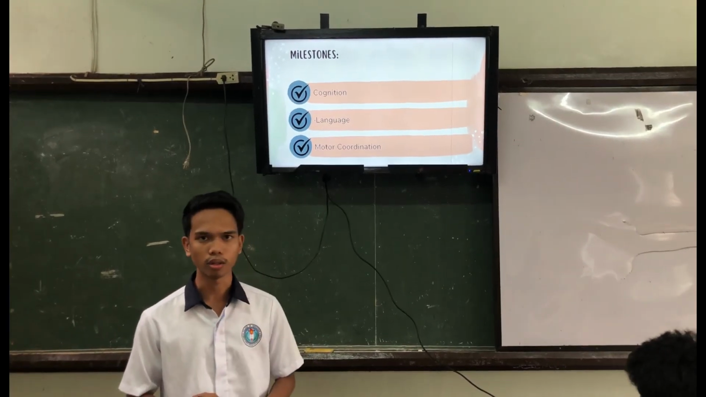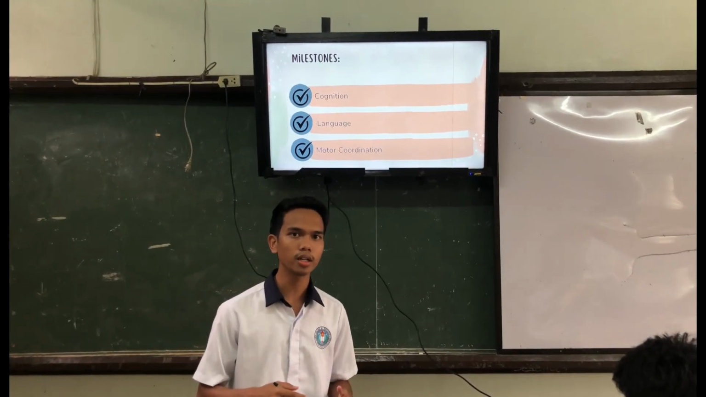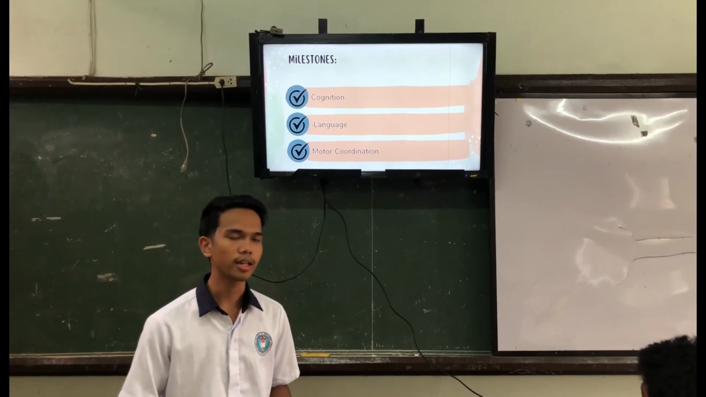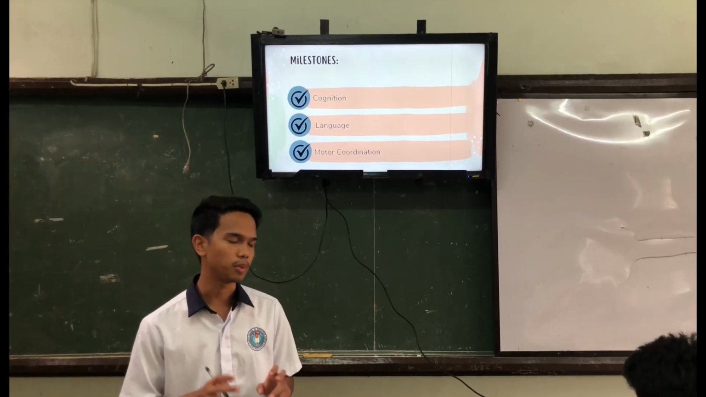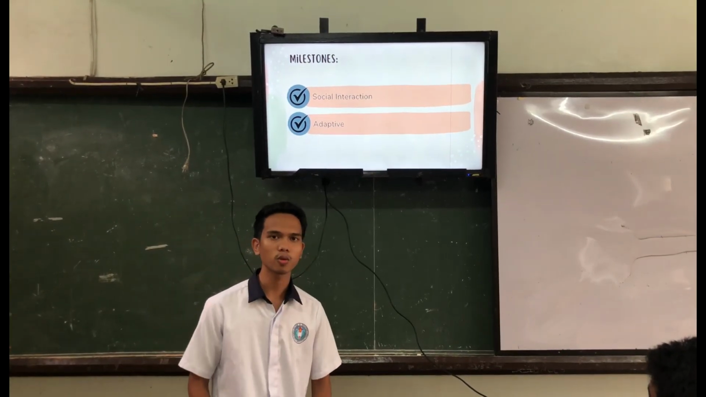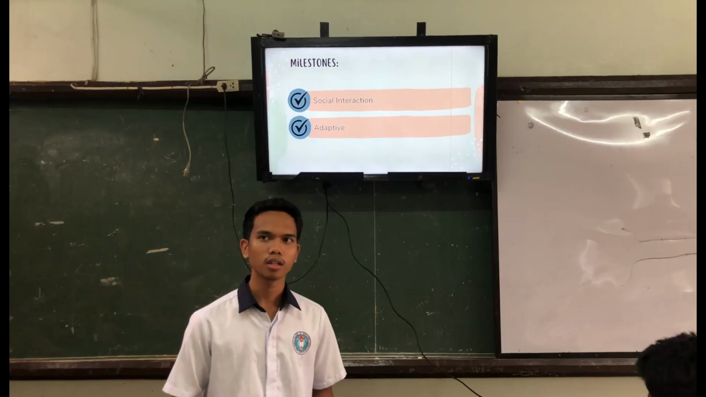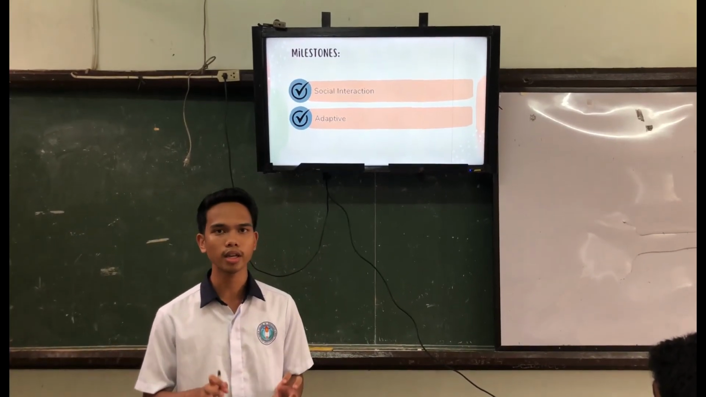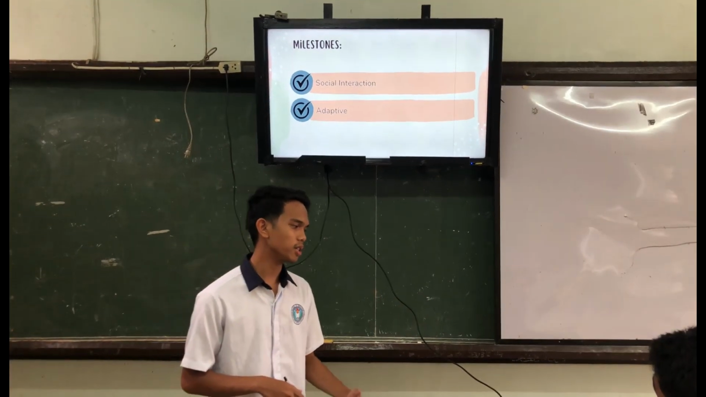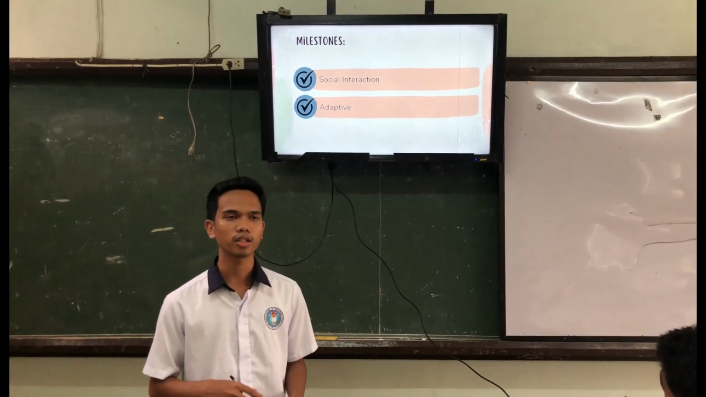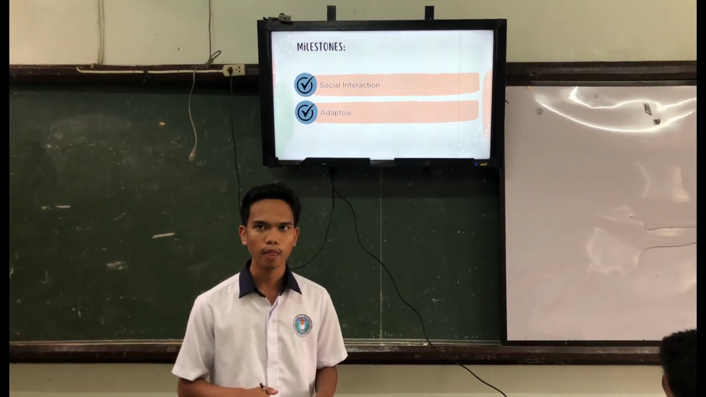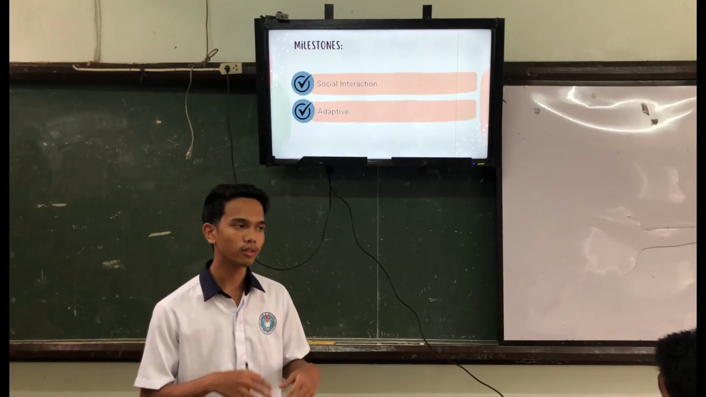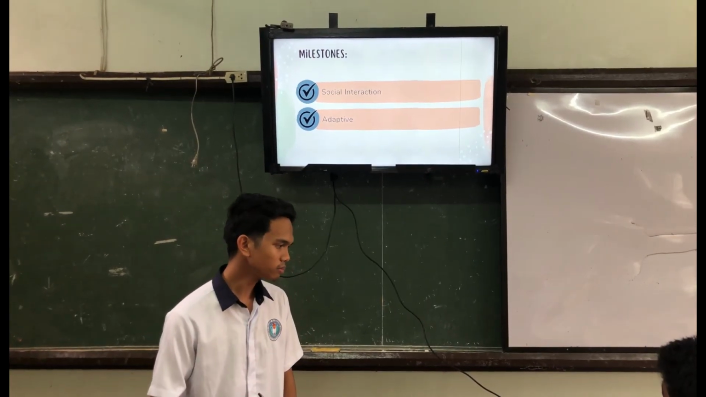Next is motor coordination. In this milestone, the children will slowly learn how to crawl, to jump, to hop, and to run, and other physical activities. Next is social interaction. In this milestone, the children will tend to interact with other people or their friends, such as playing with their peers. And next is adaptive. In this milestone, the children will adapt some things like how they dress, how they talk, or what food they will eat.